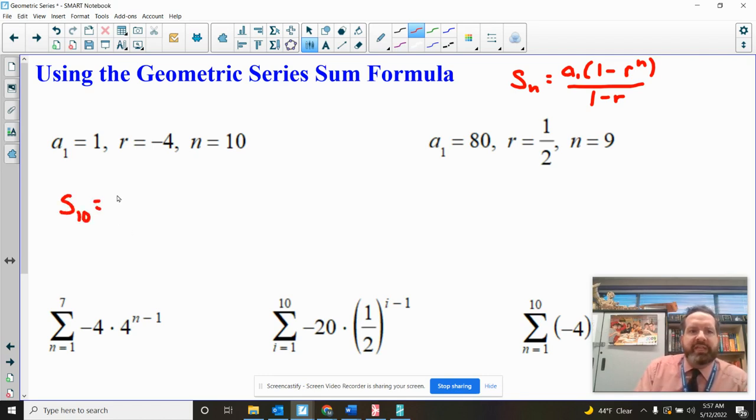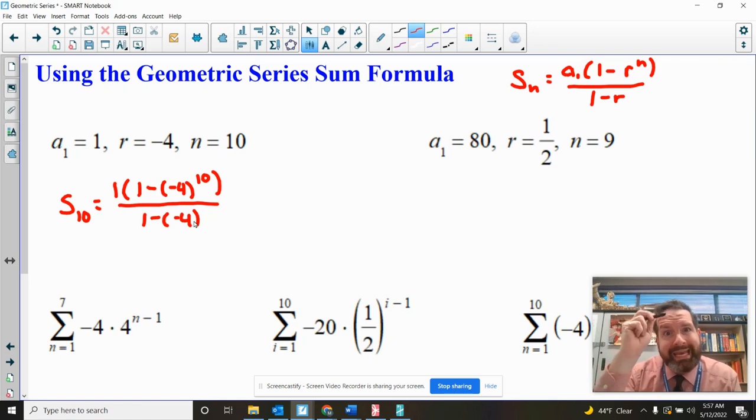Put the numbers where they go. So the sum of these first 10 terms is going to be 1 times 1 minus negative 4 to the power of 10 over 1 minus negative 4. Notice how I'm putting that negative number in parentheses. You need to. If you don't, you are occasionally going to have problems. So put that negative number in parentheses.